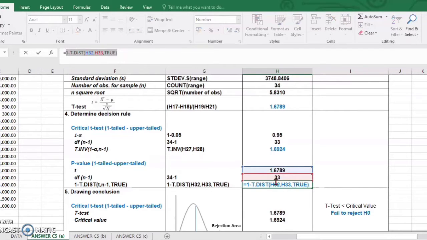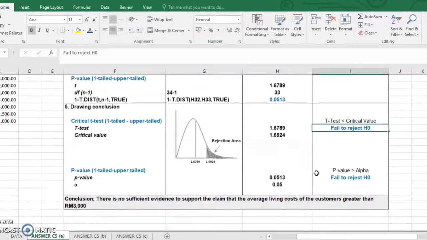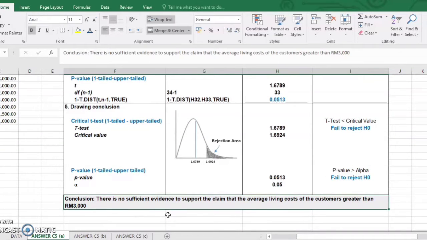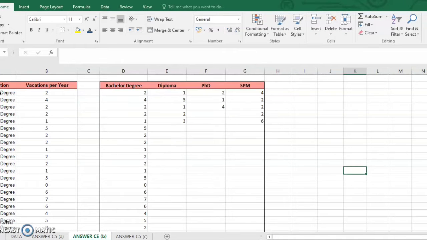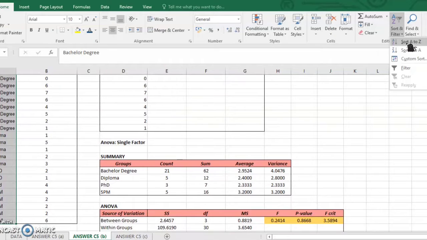For drawing conclusion, the t-test value is smaller than critical, so fail to reject. As for the p-value, it is bigger than alpha, so fail to reject. For the conclusion, there is no sufficient evidence to support the claim that the average living cost of the customer is greater than RM3000. For question B, first is to select data according to the question.